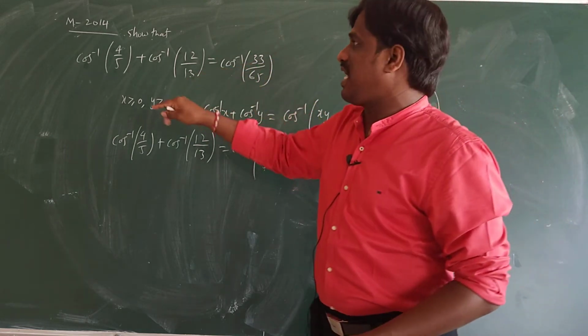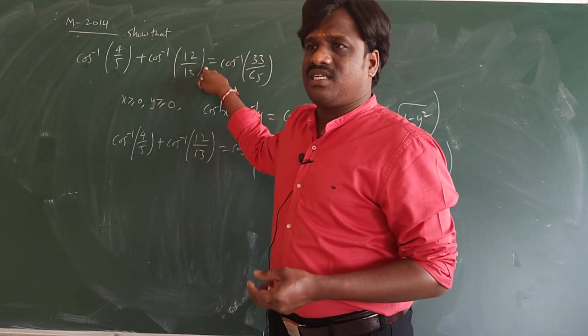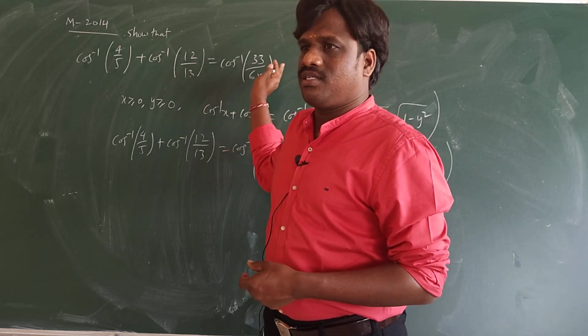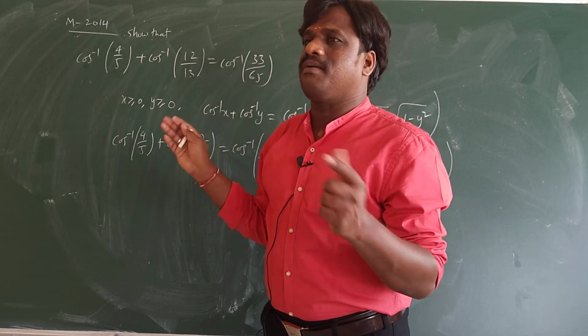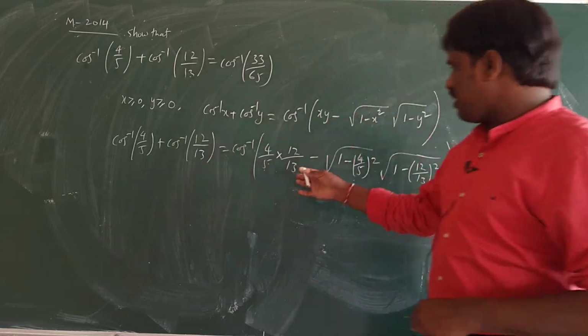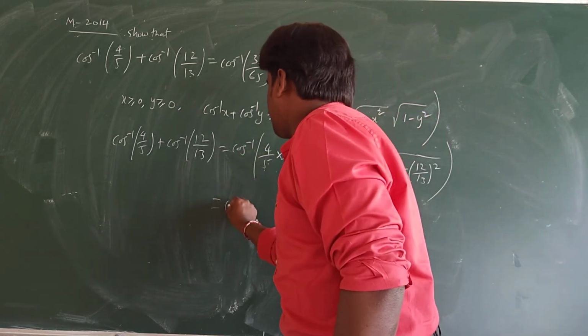One method is, I took this as theta and this as alpha, then I used theta plus alpha is equal to, you got, right? And I applied the cos(A+B) formula, you remember? Likewise you can use this formula directly. You simplify, you are going to get this answer as cos inverse.